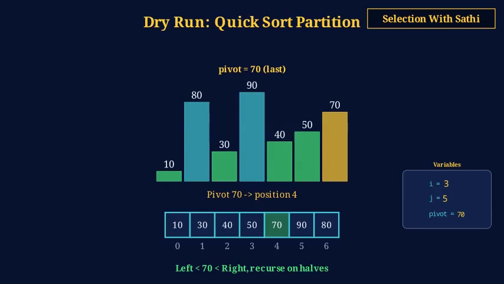J equals 5, 50 is less than or equal to 70. I becomes 3. Swap a[3] and a[5]. Array 10, 30, 40, 50, 80, 90, 70. Finally, swap a[4] with a[6] to place pivot. Result 10, 30, 40, 50, 70, 90, 80. Pivot 70 is at its correct position, index 4.